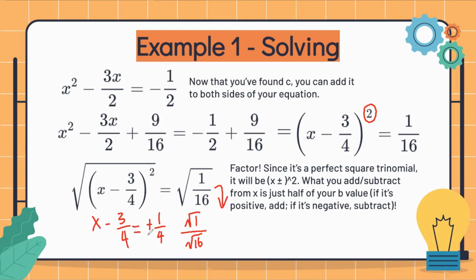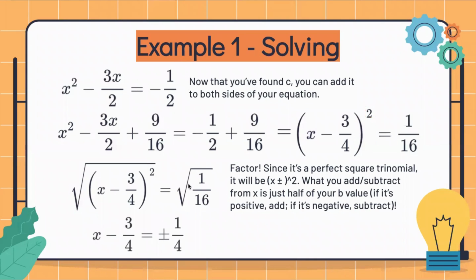And remember that when you square root anything, it's going to be both the positive and negative value. So you would get x minus 3/4 equals plus or minus 1/4. However, you still haven't solved for your x value. So to isolate x, I'm going to add 3/4 to both sides. And that would equal x equals 3/4 plus or minus 1/4. And now you can just simplify this.